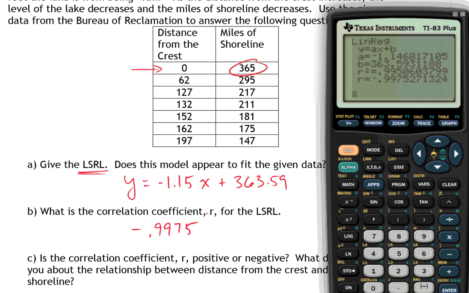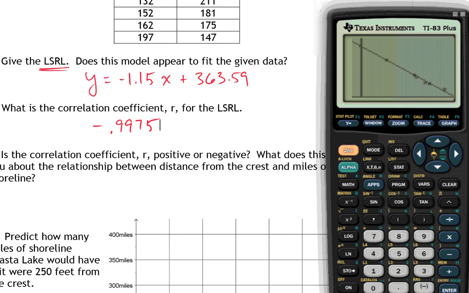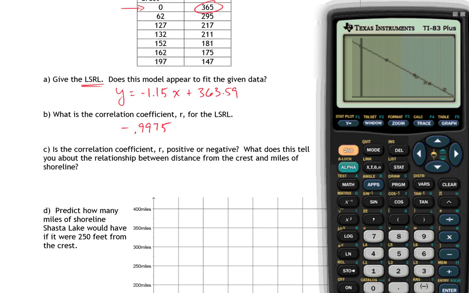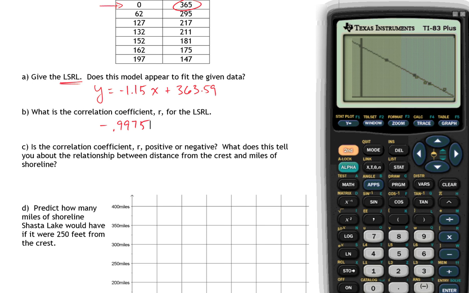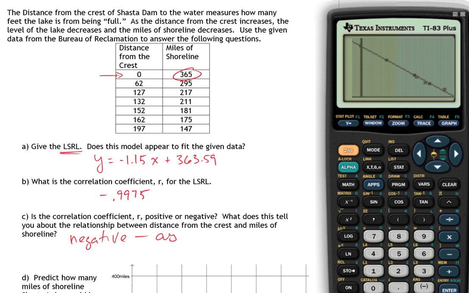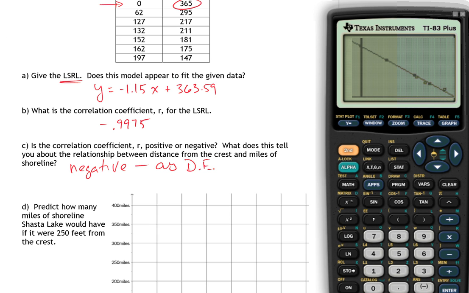I'll put the graph back up. There it is. Is the correlation coefficient positive or negative? What does this tell you about the relationship between distance from the crest and miles of shoreline? Well, it's negative. And what it tells me is, and I'm going to abbreviate this, distance from the crest: as the distance from crest increases, then the shoreline decreases, right? So as one of them gets larger, the other one gets smaller.